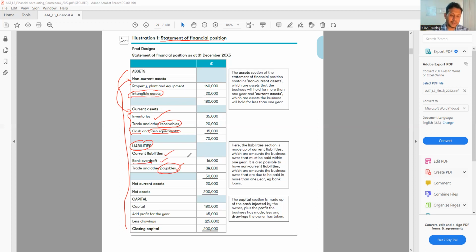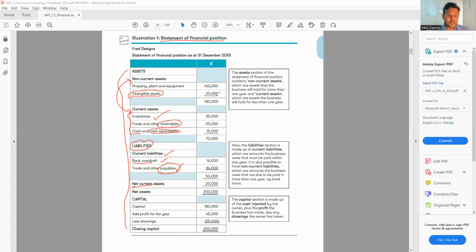We have a non-current liability as well, but it is not always relevant to our sole trader. The non-current liability is a liability that I have to pay over more than 1 year, for example the bank loan or the mortgage that we pay over more than 1 year. Then we have a net asset.